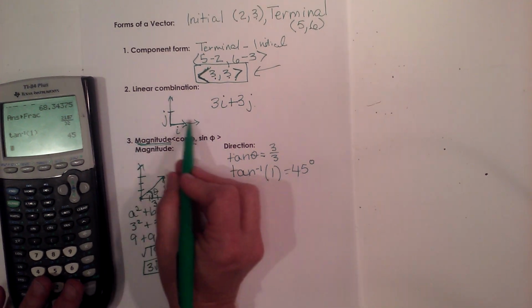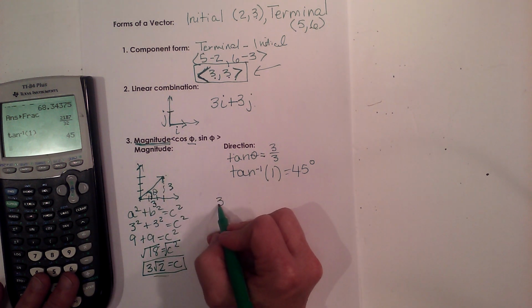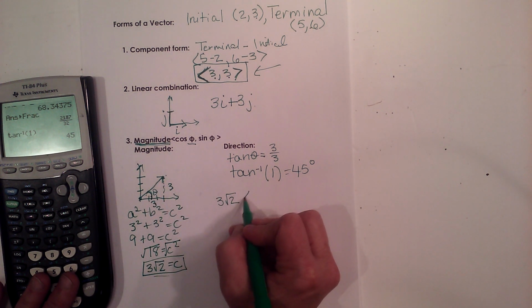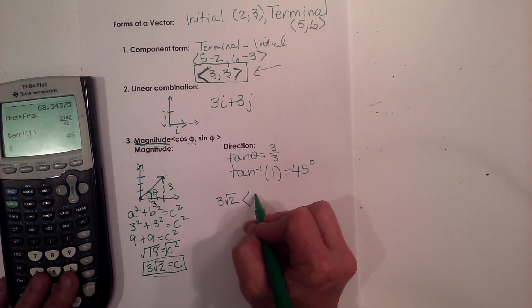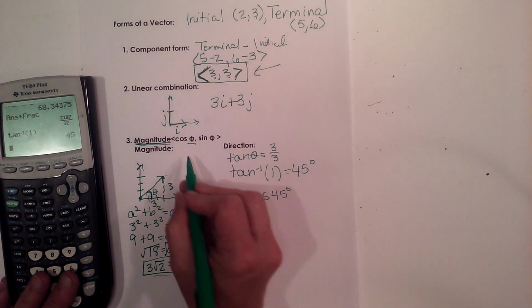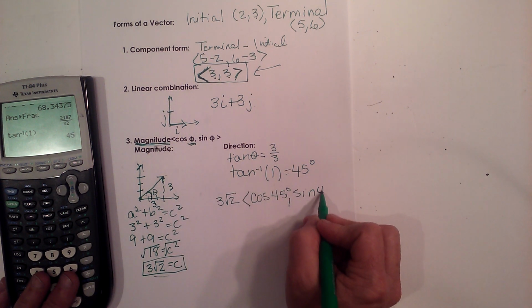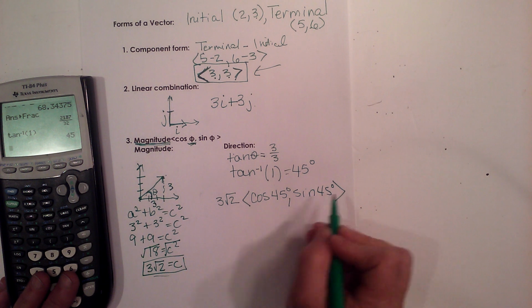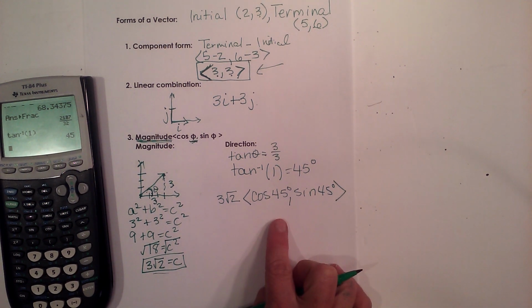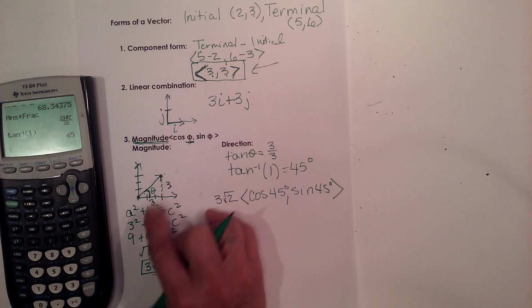Now let's put it in this form. I'm going to have my magnitude, which I just found to be 3 square root 2, and I'm going to multiply it by the vector cosine of 45. So I'm just plugging this angle in, times the sine of 45. Now you may recognize that. That is a position on the unit circle, and instead of the hypotenuse being 1, the hypotenuse is 3 square root 2.